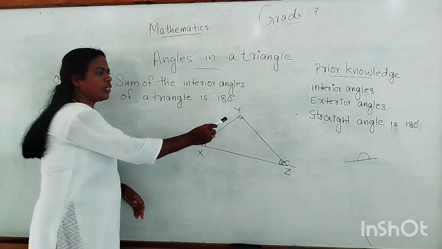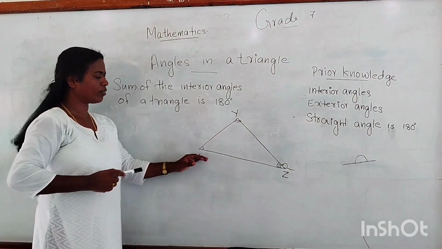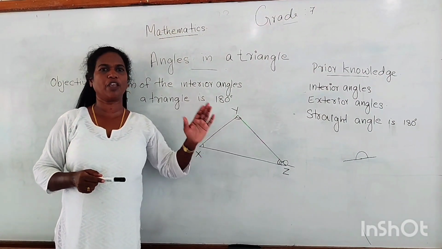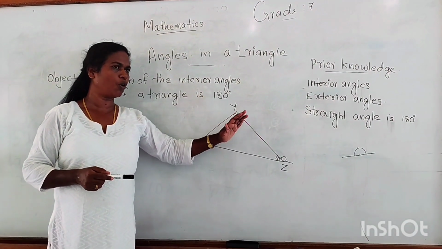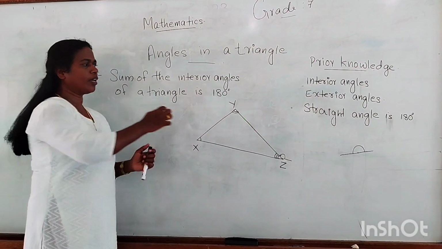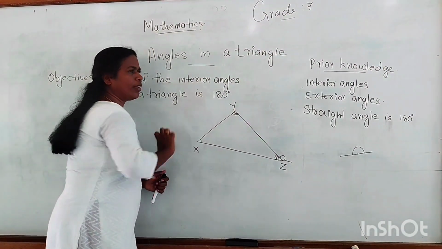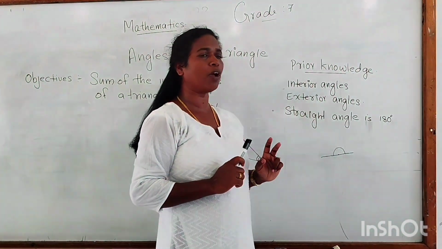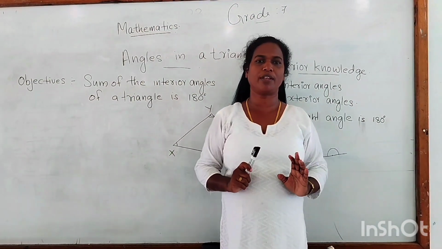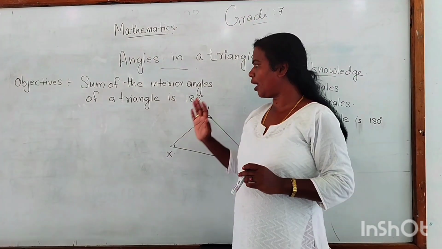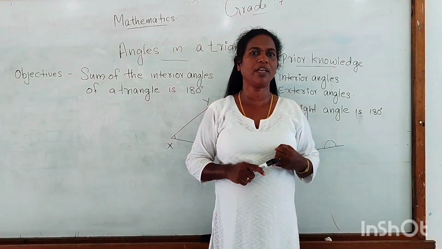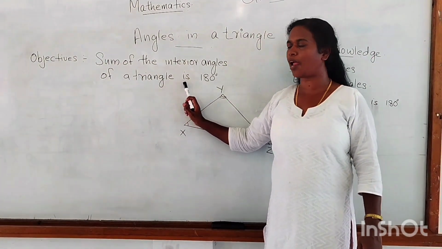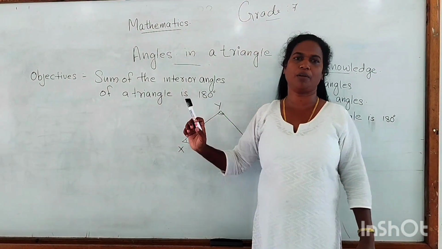First one is you can measure the three angles. You can measure angle X with the protractor, then angle Y, then angle Z and find the sum. If it is 180 or not, we can check. Next, we can cut the three angles and make it in a straight line. That is the second activity. And third activity, we can use the software, that is GeoGebra software, and you can find the sum. So here I am going to do the second activity to prove that the sum of the interior angles of a triangle add up to 180 degree.